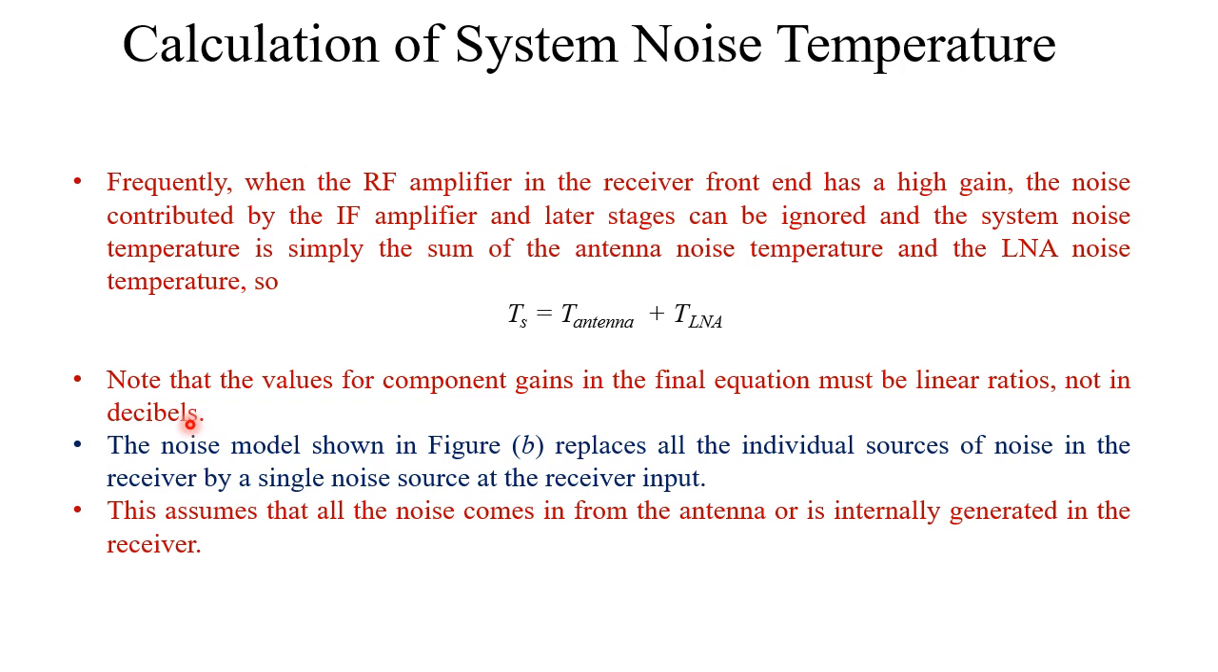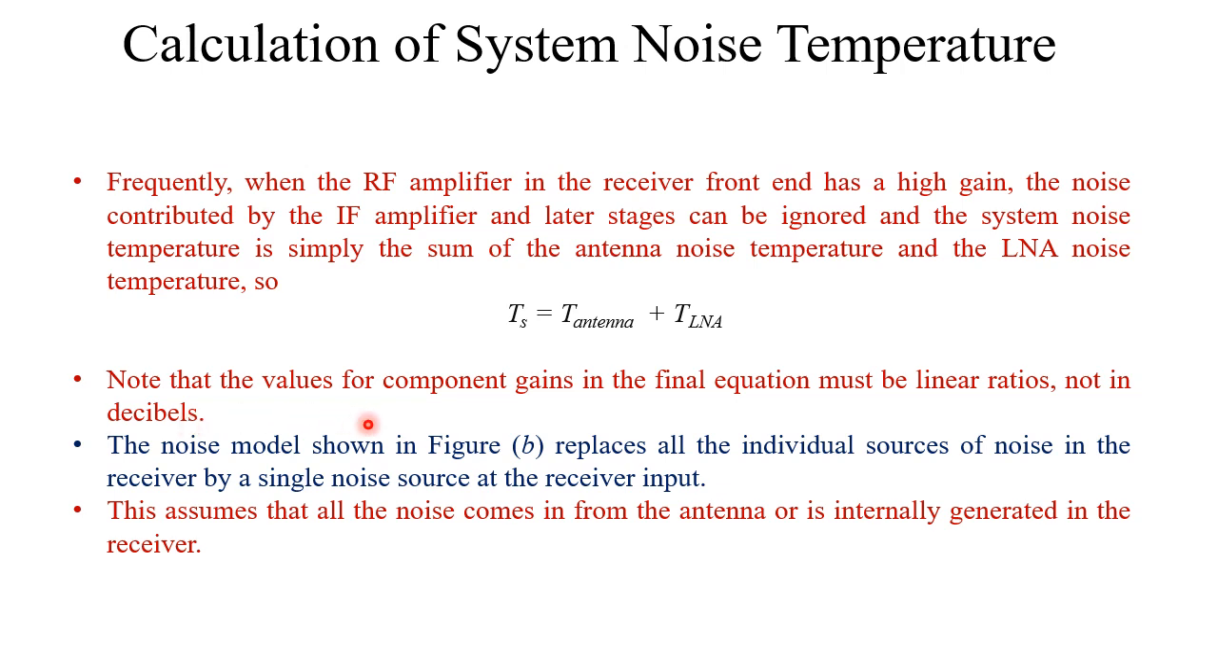So whatever we have determined in the equation of equivalent noise temperature, all those right hand side expressions must be in the ratio scale, linear scale, not in decibel. If decibel is given, you have to convert it back to the ratio scale. Suppose some power is given, some gain is given, say 10 dB gain is given. So you have to convert it into ratio scale. Then you can use it in the equation.